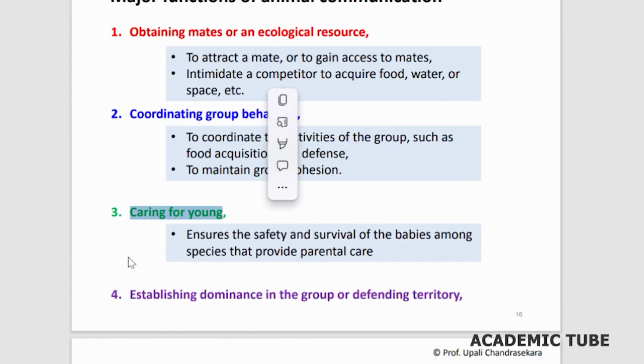Right? When you consider establishing dominance, if you are the dominant person, you will get more resources, you will get more mates. Similarly, if you defend a territory, sure enough, you will be able to get mates. Now, you will notice, therefore, that communication ensures the survival and the dispersal of its genes in the environment.